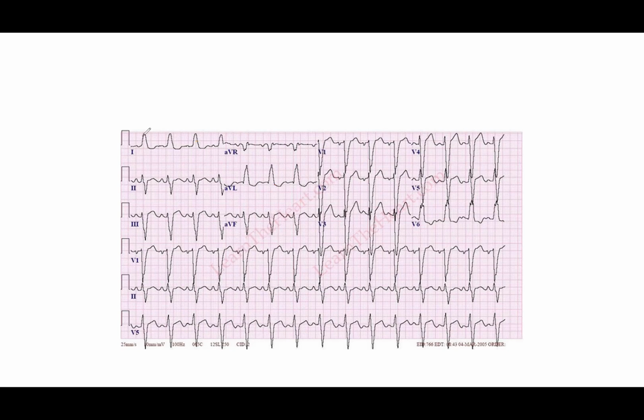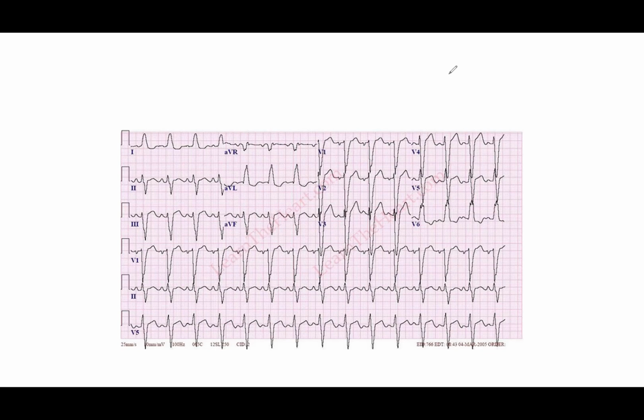R waves. Do I have regular R to R intervals? The answer is yes, I do, which means it is a regular rhythm, because regular rhythms have regular R to R intervals. So looks like we got a sinus rhythm of some kind, right? Looks like the rate's in between 60 and 100. So that means we got a sinus rhythm.